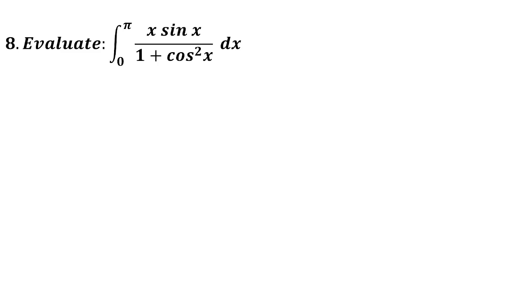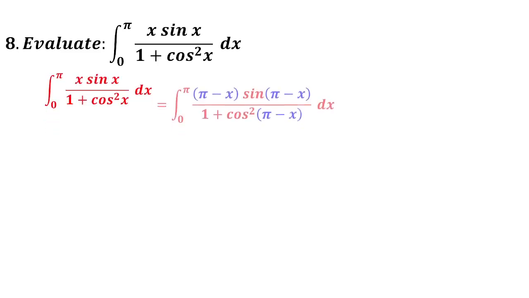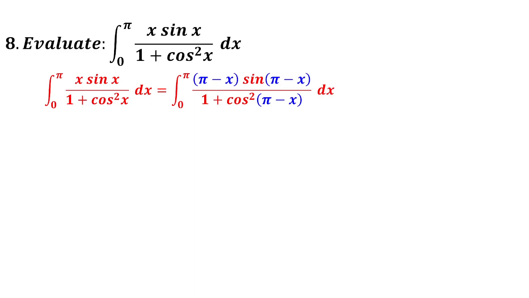Go to question number 8. Evaluate the integral from 0 to pi of x sin x by 1 plus cos square x dx. Once again, inside the integral you have a highly complicated function which cannot be done by substitution and all. Therefore, apply the property. The property is to replace x by pi minus x.